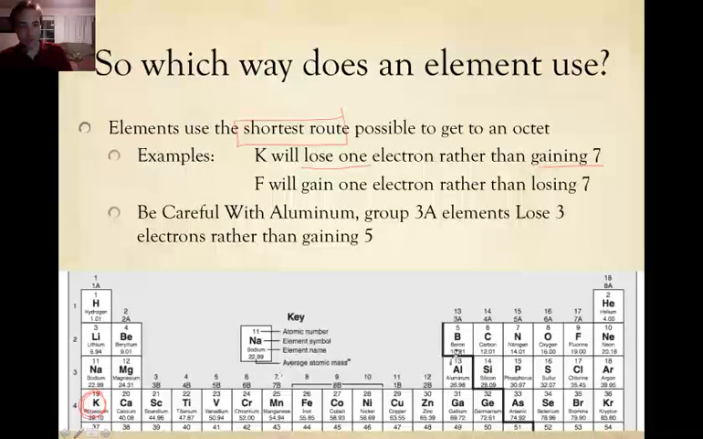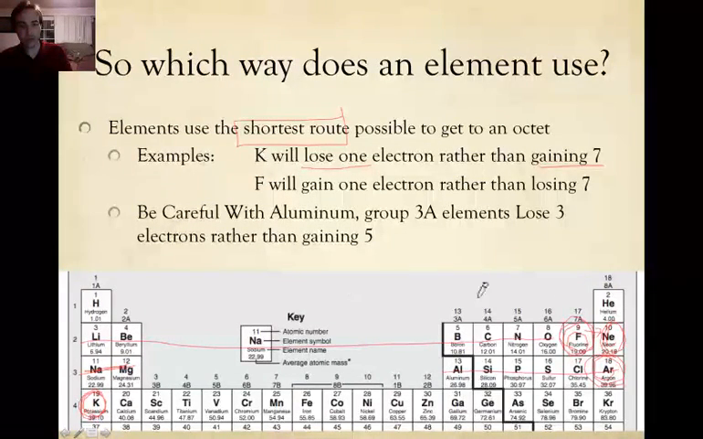If it loses 1, it ends up looking like argon, okay, meaning it has 2 electrons in the 3s and 6 electrons in the 3p. Nice octet. Fluorine, on the other hand, which is over here, okay, fluorine would rather gain 1 to look like neon than to have to lose 1, 2, 3, 4, 5, 6, 7 to look like helium.